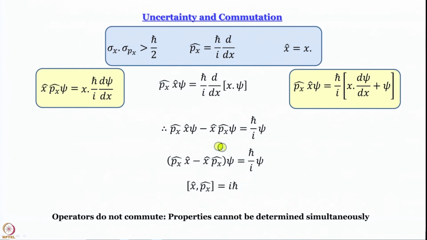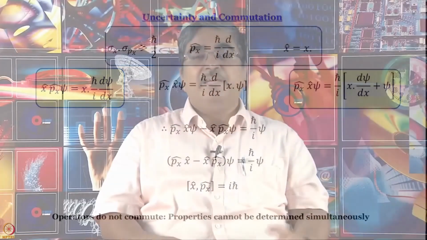So, what we see is that it is not equal to 0, and then a postulate of quantum mechanics is that when operators do not commute, properties cannot be determined simultaneously. We will have some examples of operators that do commute in the assignment. Right. So, this is what we have discussed so far.